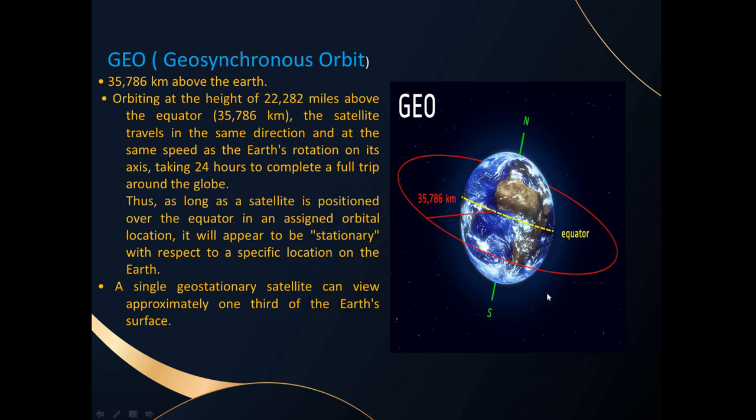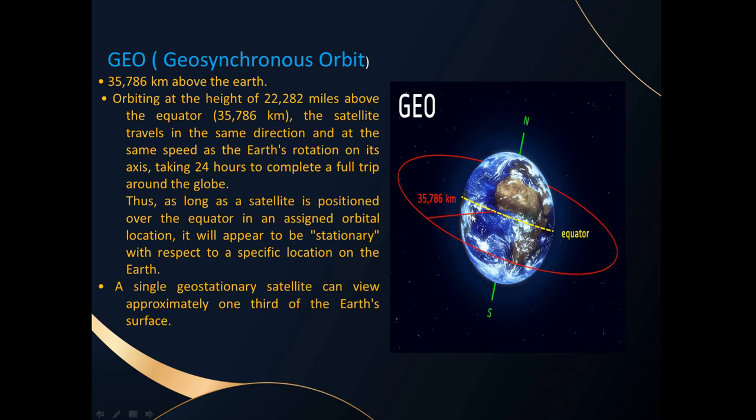Next is GEO, that is geosynchronous orbit. It is 35,786 km above the Earth. Orbiting at the height of 22,282 miles above the equator, the satellite travels in the same direction and at the same speed as the Earth's rotation on its axis, taking 24 hours to complete a full trip around the globe.